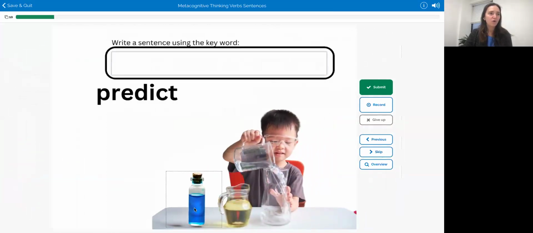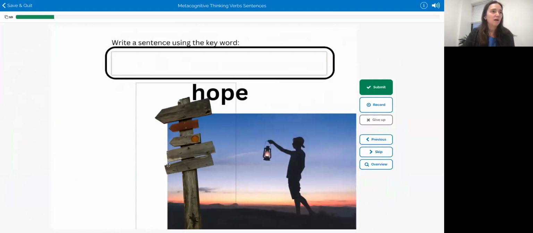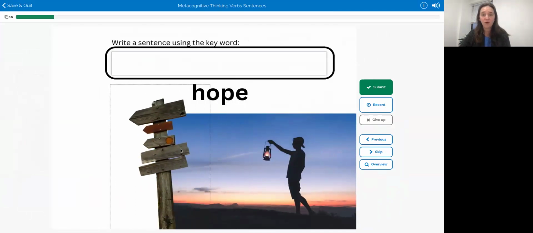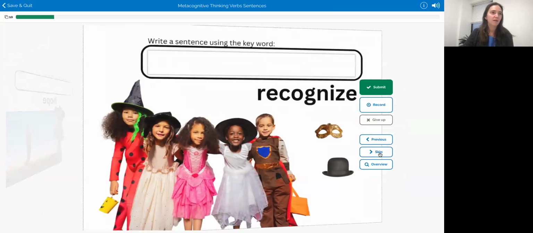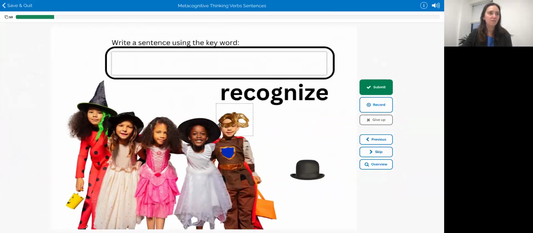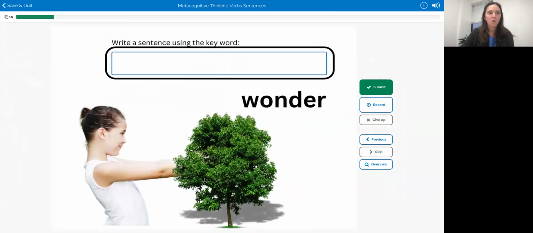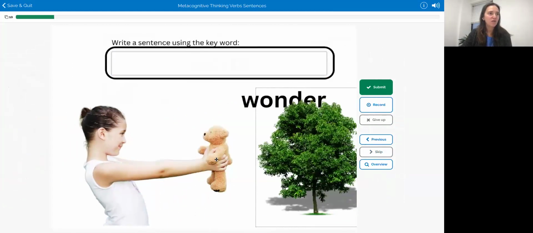Predict. I predict that when we mix the blue liquid and the yellow liquid, we're going to get a green liquid. Anything can work here. You're just playing around with using these metacognitive thinking verbs. Hope. I hope that I can get back to the trailhead before it gets too dark out. Recognize. I didn't recognize you with that costume on. Or I could recognize you even with that costume on. Wonder. I wonder what is behind that tree.